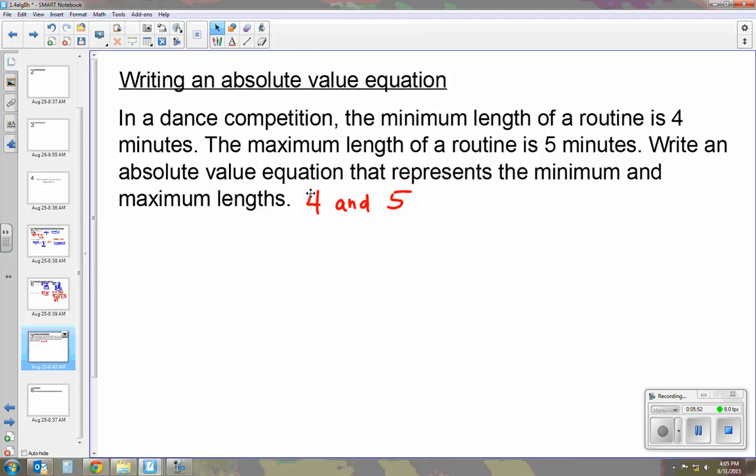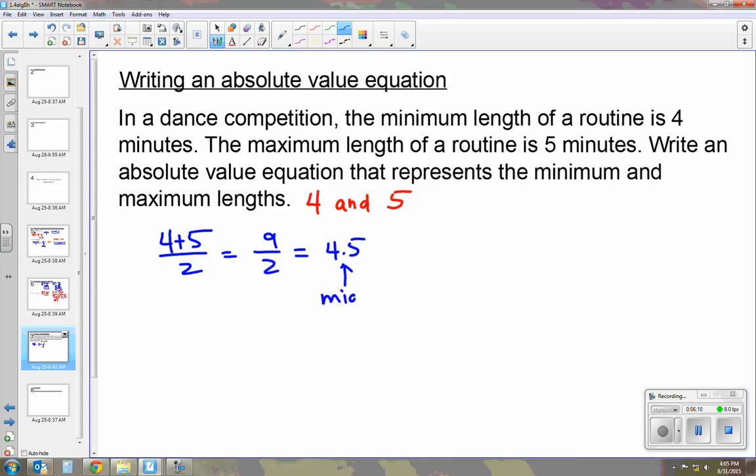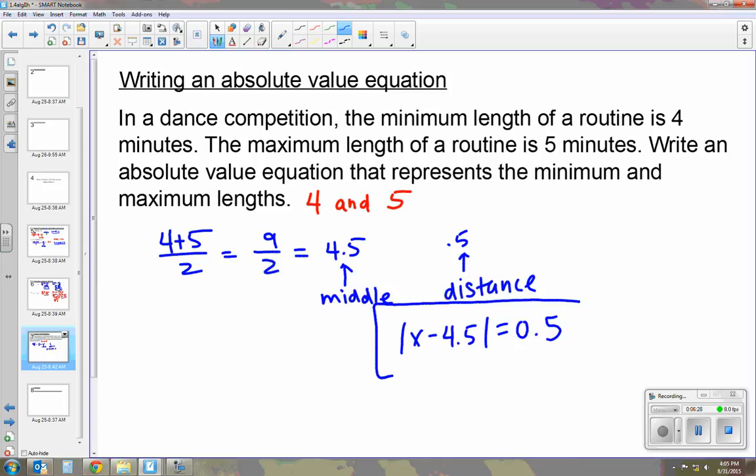So we're going to find the middle of that. We're going to add 4 and 5, divide by 2. So we get 9/2, which is 4.5, okay? If we look at the middle, we have to find our distance. And our distance from 4.5 to 5, or 4.5 to 4, is 0.5. So this is going to be absolute value of x minus 4.5 equals 0.5. And we have our answer.